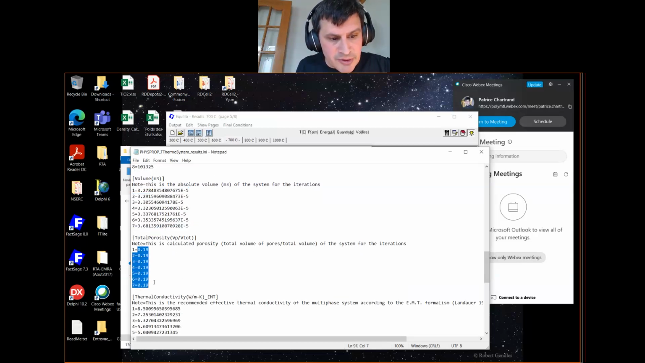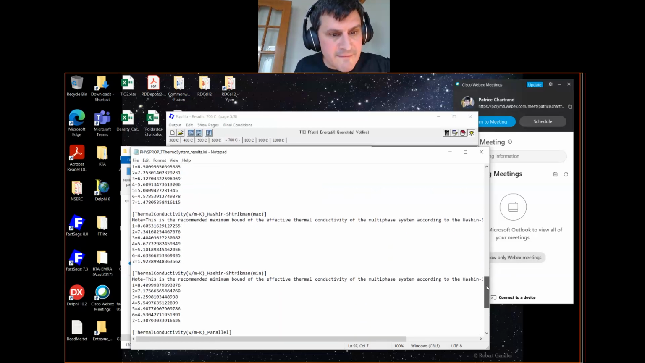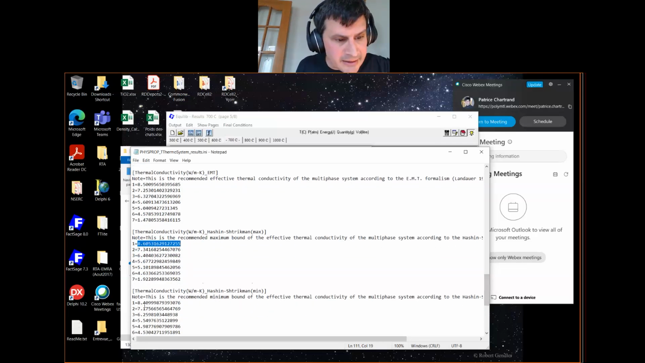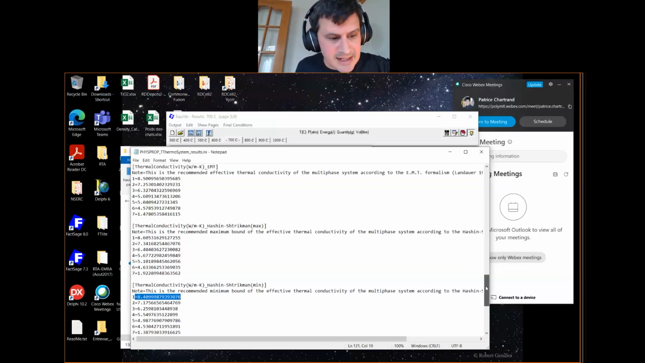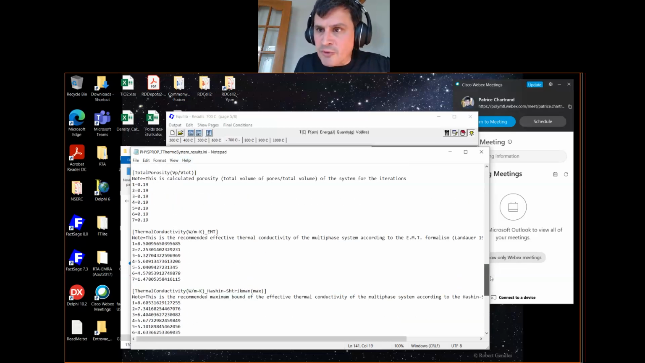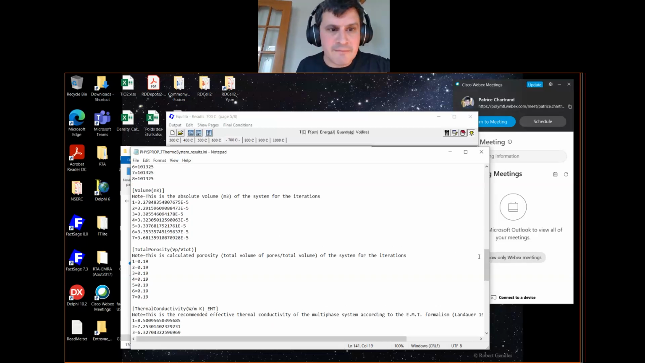Total porosity is computed, and in the end, you will get 5 series of thermal conductivity based on the EMT model, the Aschen-Strickman higher limit, Aschen-Strickman lower limit, and you can see that the EMT value is lying closely between the two Aschen-Strickman limits, and at the end you get the parallel conduction and the series conduction for the microstructure for all the computed temperatures. Please note that the values are roughly around 8.5 watt per meter Kelvin.